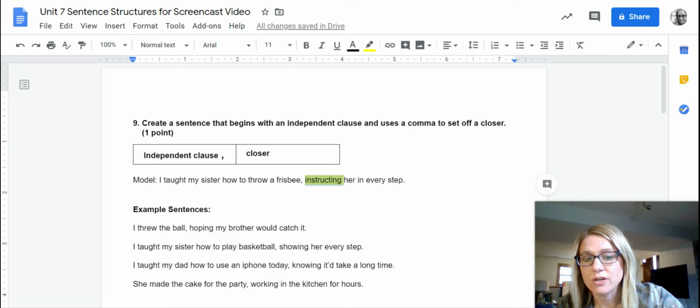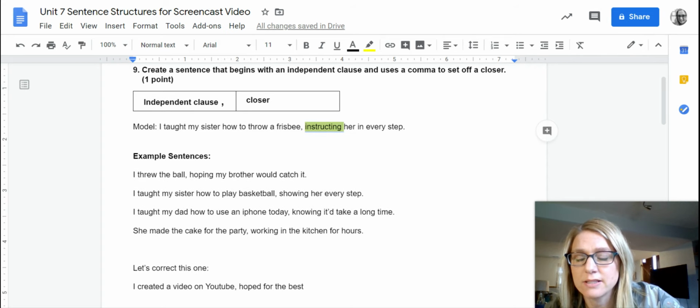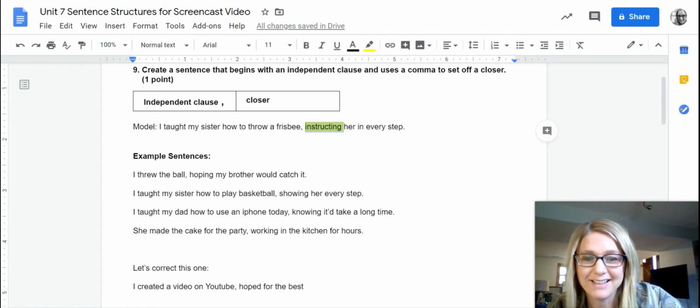So, I taught my sister how to throw a frisbee, comma, instructing her in every step. If you notice, I grabbed some example sentences from your classmates. These are from my first hour, showing how this can work with a few different verbs or actions and types of sentences. Notice how they read really fluently with that gerund phrase. I threw the ball, comma, hoping my brother would catch it. I taught my sister how to play basketball, comma, showing her every step. I taught my dad how to use an iPhone today, comma, knowing it'd take a long time. She made the cake for the party, comma, working in the kitchen for hours.